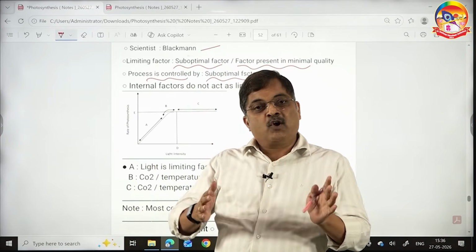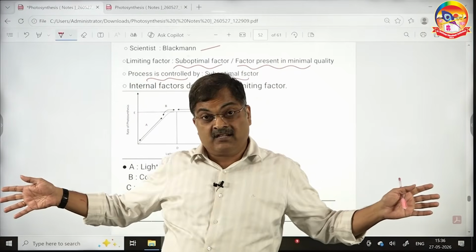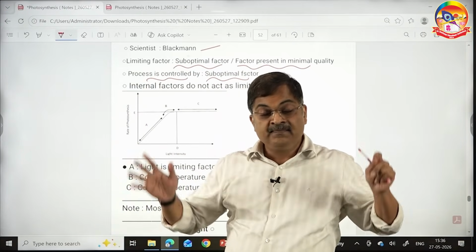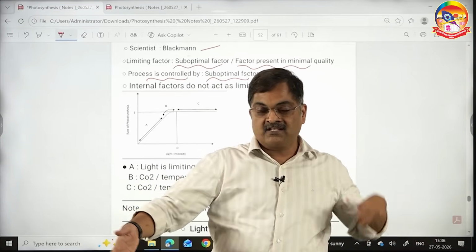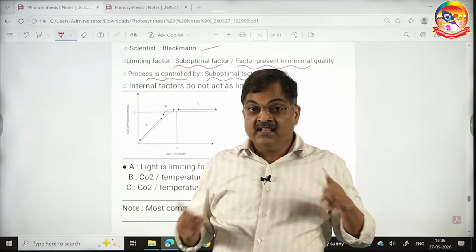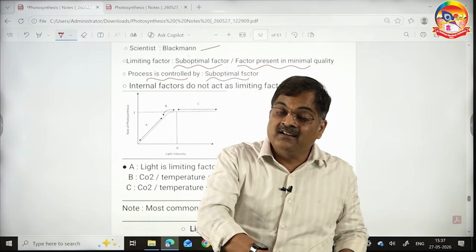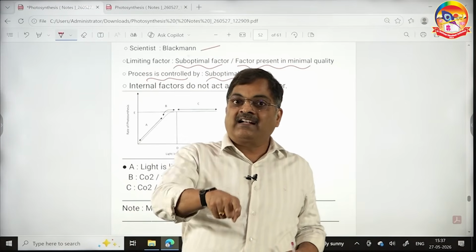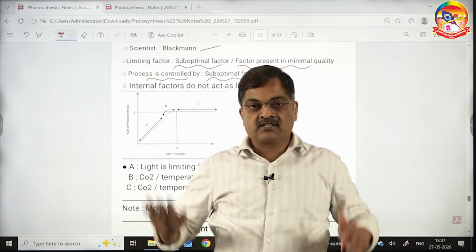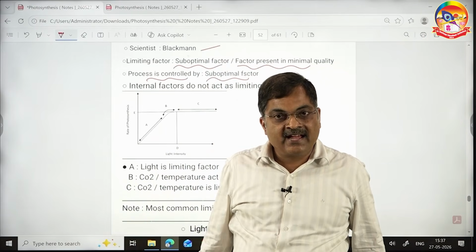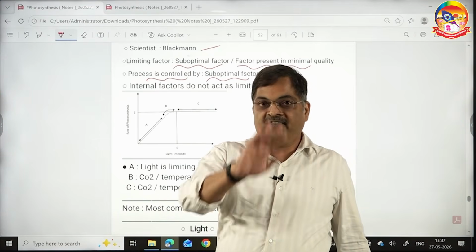Now, if a process like photosynthesis is controlled by several external factors, because internal factors never act as limiting, if several external factors act simultaneously, like CO2, light, temperature, water, then the rate of photosynthesis is decided or controlled by the factor which is present in less than the optimum quantity. Did you understand what I said? That factor is said to be the suboptimum factor.